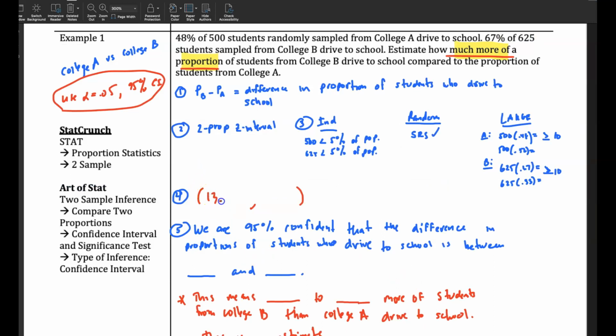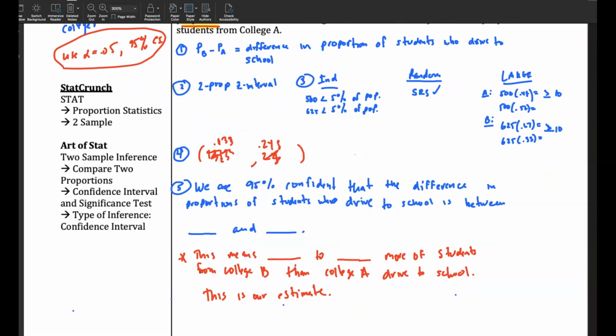We had the 13.3 and 24.8. Actually, let's do it in the decimals. Proportions, 0.248, just like that. And so now we are able to say we are 95% confident that the difference in proportions of students who drive to school is between 13.3% and 24.8%. So we have those values there.